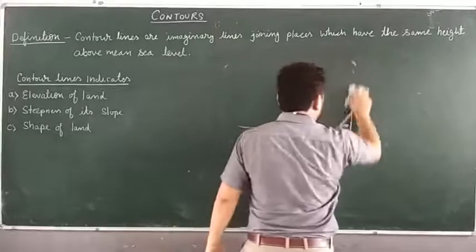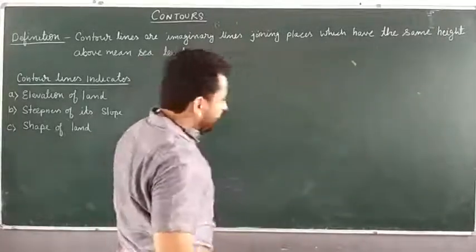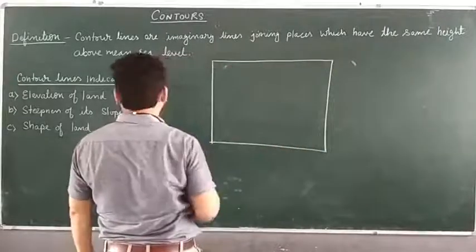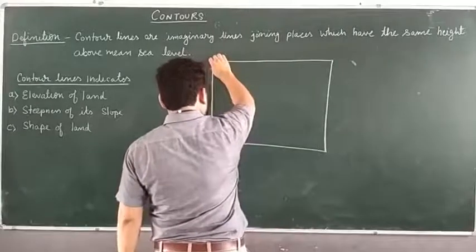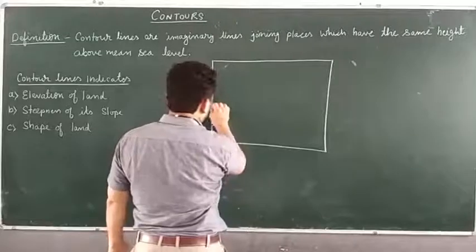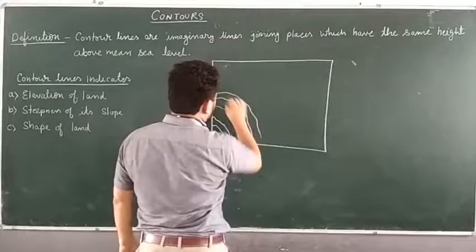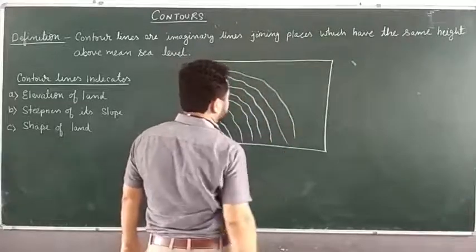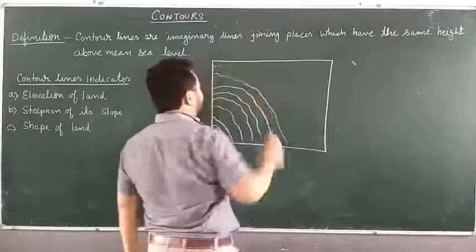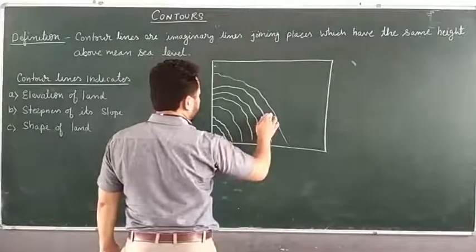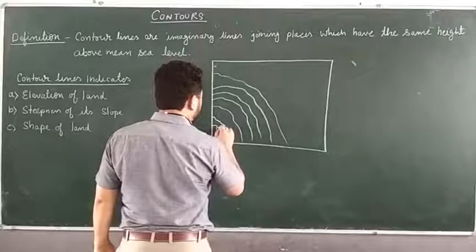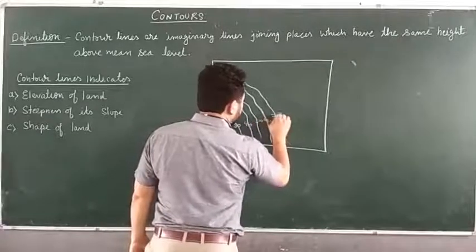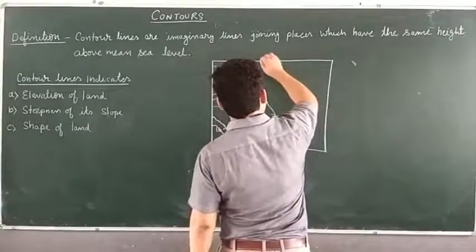So like this you may get, or in order to understand the steepness of slope in a better way, I'm giving you an example. Suppose one topo sheet is given like this, clear? And here contour lines are drawn like this, okay? Here it may be 100, 200, 300, 400, 500, 600 and 700, right? And on the other hand, there may be lines like this running.